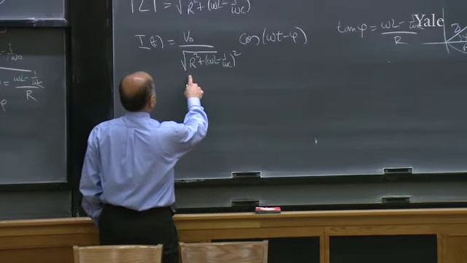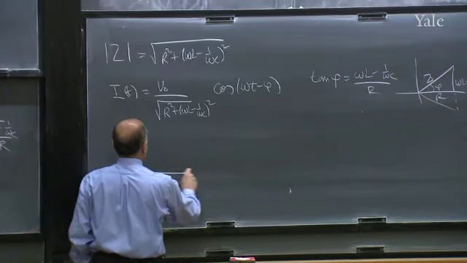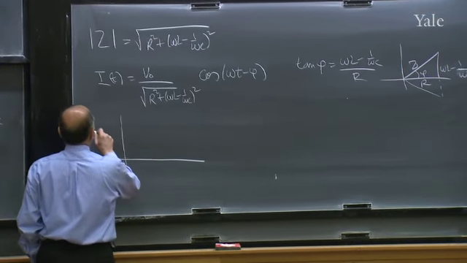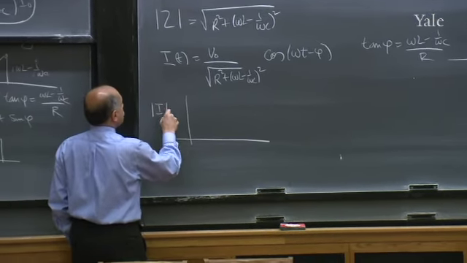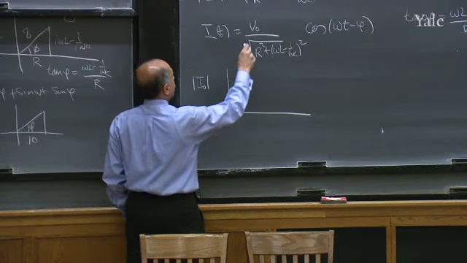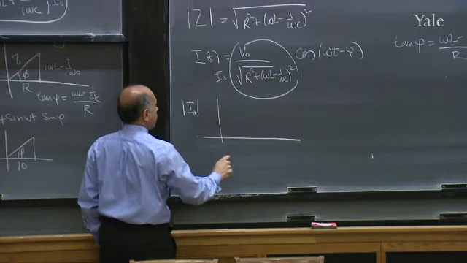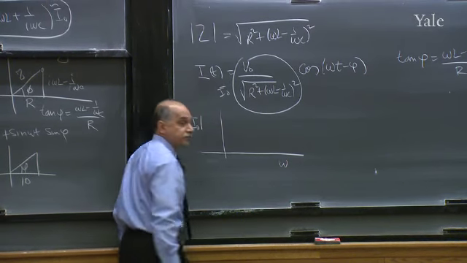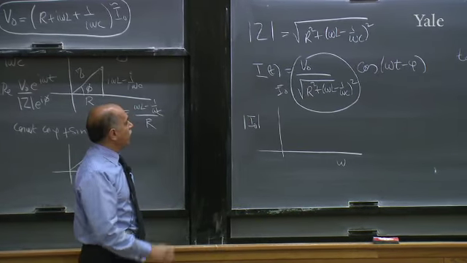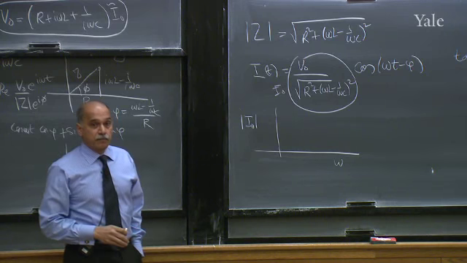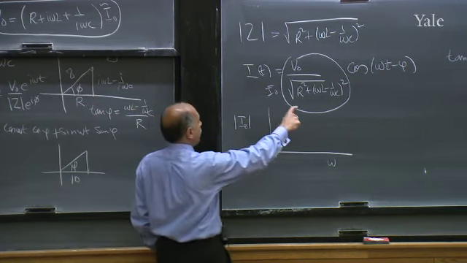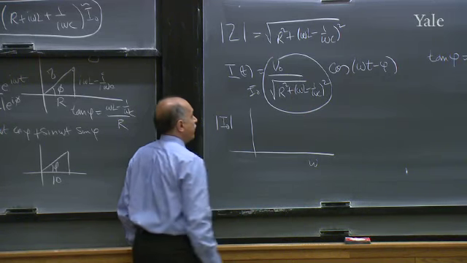So the consequence of this is the following. Suppose you plot here the magnitude of the current. Let's call it I0. That's the amplitude of the current as a function of frequency for a given applied voltage V0. So V0 is fixed, but when omega varies, these numbers are varying.